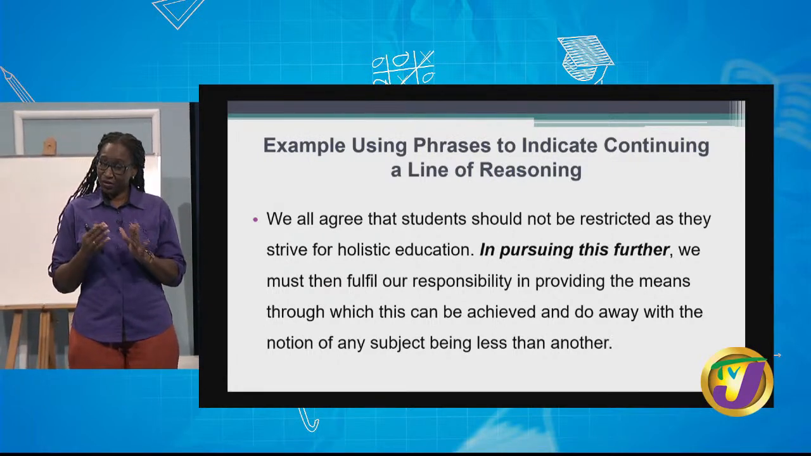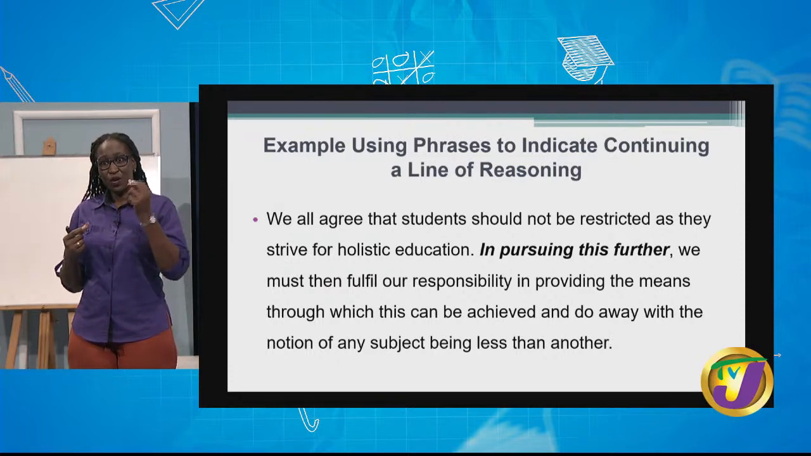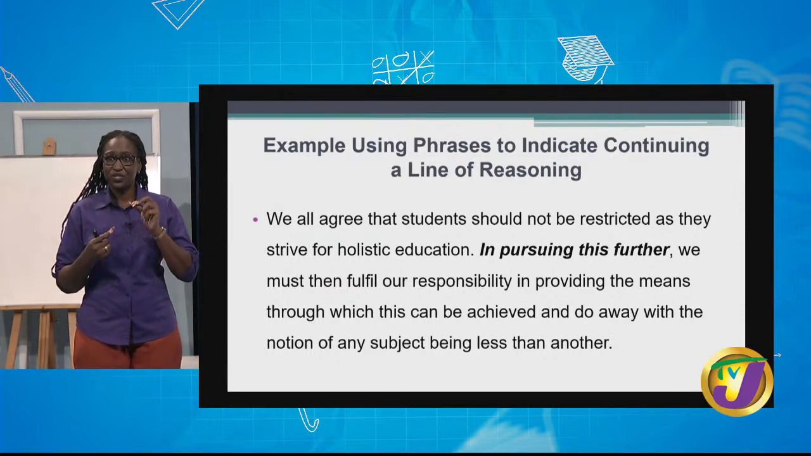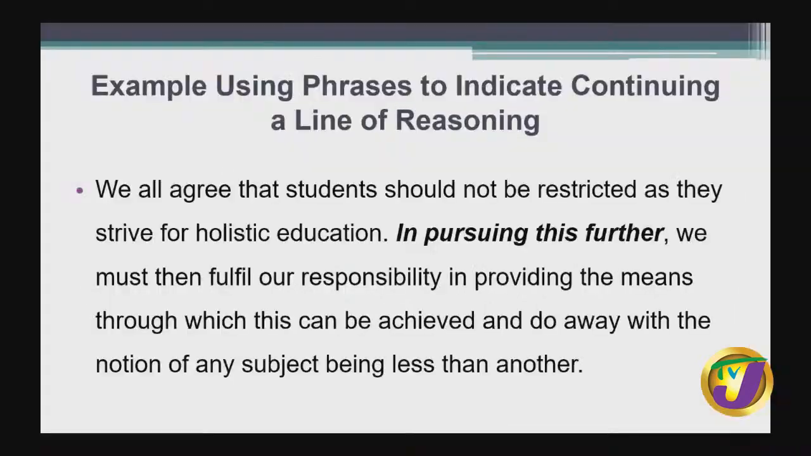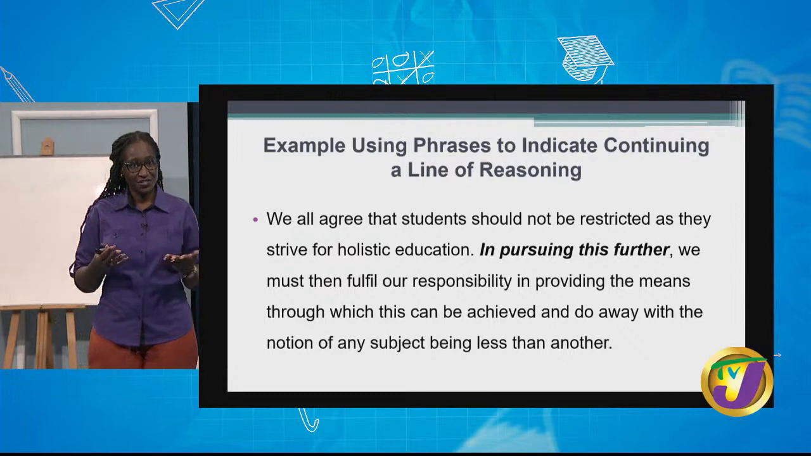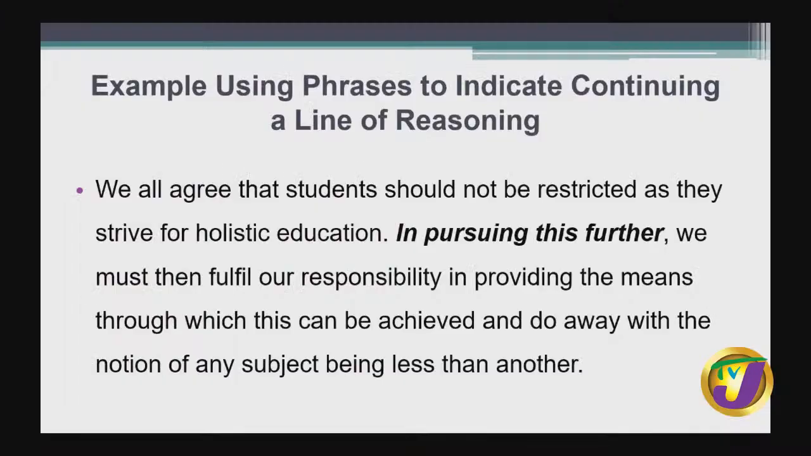So you are continuing a line of reasoning. So look at what we did. We already started with, we all agree students should not be restricted. That is the line of reasoning. And then you use "in pursuing this further" to continue that line of reasoning, to further develop that line of reasoning. So you haven't added any new points. You're just expanding on the one you already started. So let's look at another example of how you can continue a line of reasoning.